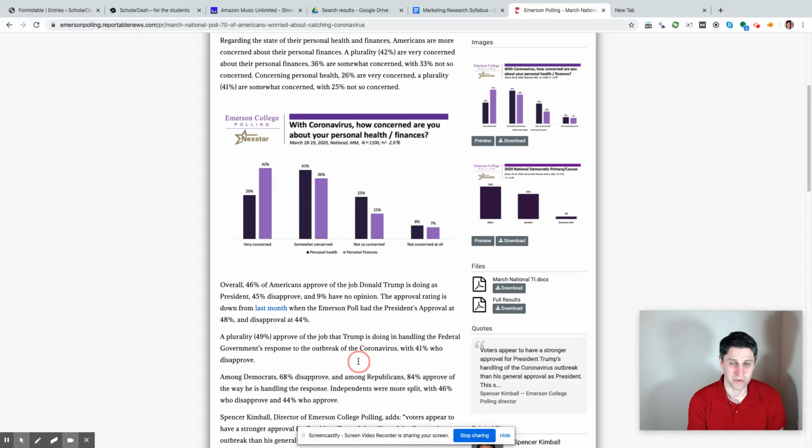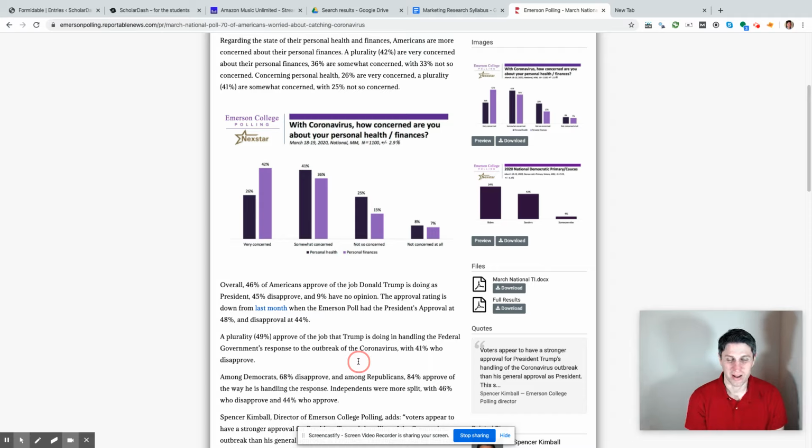But I would opt for more formal and genteel and say, do you approve of the job that President Trump is doing? And I would skip the federal government response part and just say, do you approve of the job that President Trump is doing in handling and reacting to the coronavirus outbreak? So that could definitely be simplified, right?